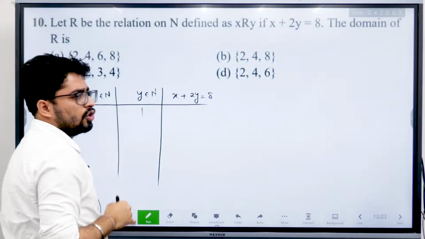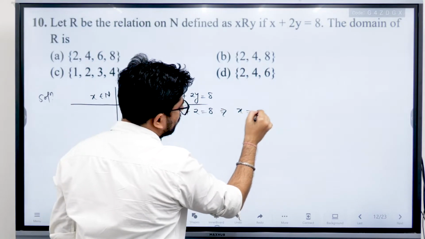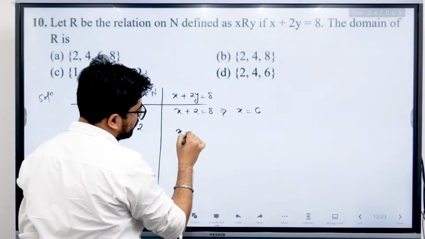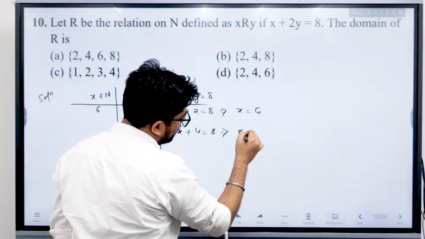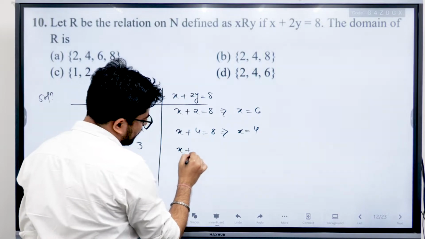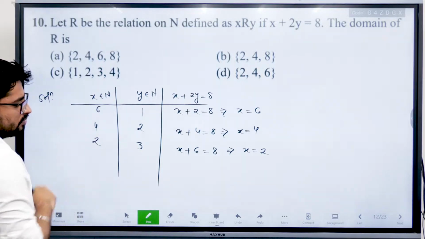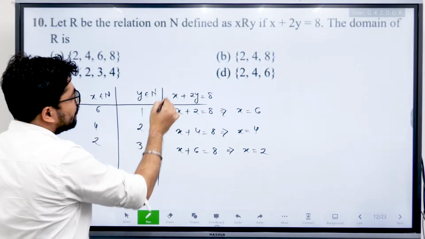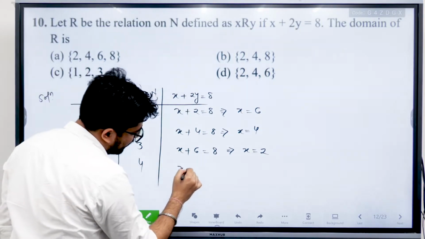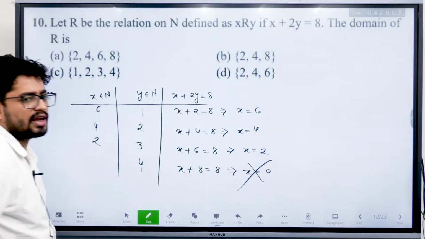So let's say if y is equal to 1, then x plus 2 is equal to 8, so x is 6. This is a natural number, so we can take it. If y is equal to 2, then x plus 4 is equal to 8, so x is 4. We can take it. If y is equal to 3, then x plus 6 is equal to 8, so x is 2. Yes, we can take x equal to 2. Now if you take y equal to 4, then x plus 8 is equal to 8, so x is 0. But you cannot take x as 0 because it is not a natural number.